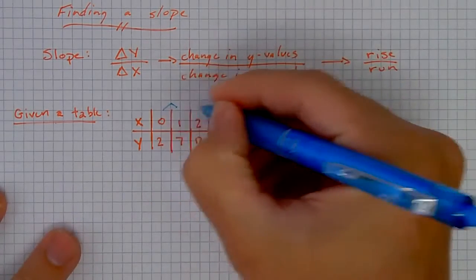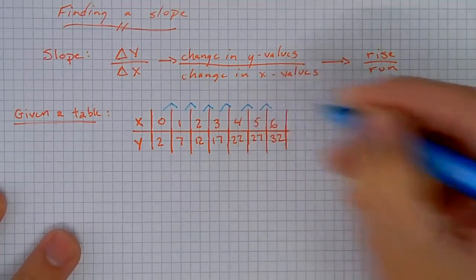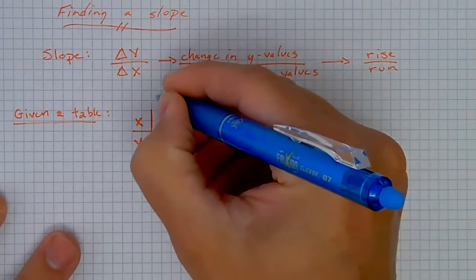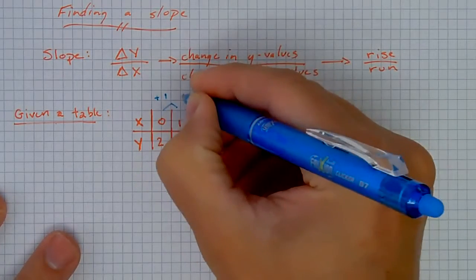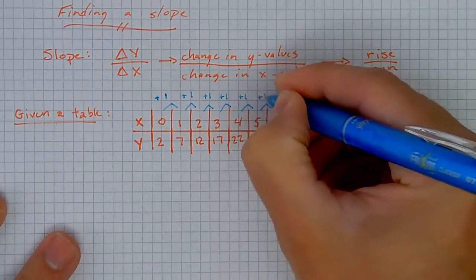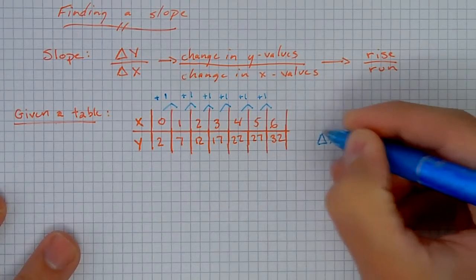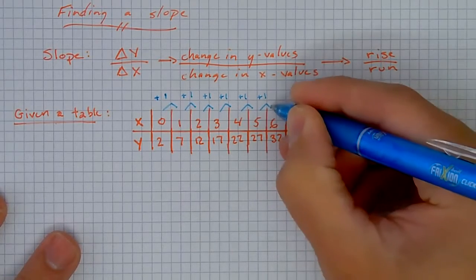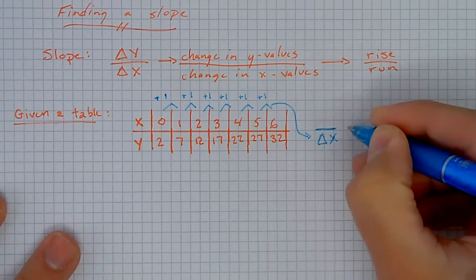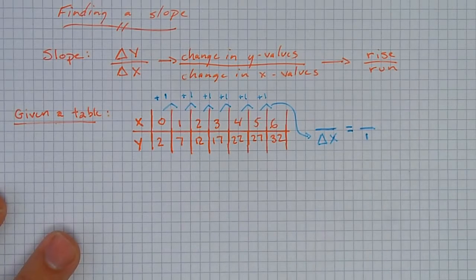So if we're given a table, we're just essentially looking for what is happening to our x values as we go down the line. Pretty simple here. +1, +1, +1, +1, +1. So our change in x values, which goes on the bottom, is 1.